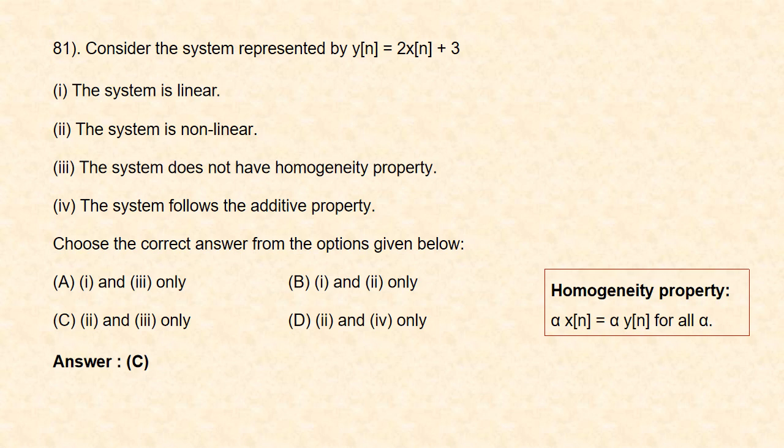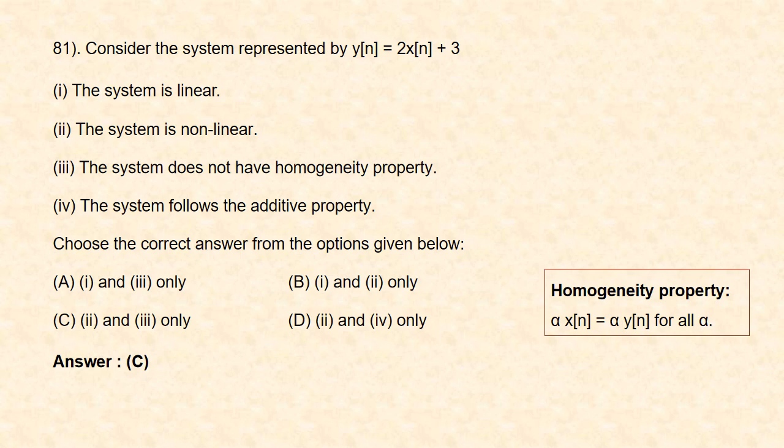First question. Consider the system represented by y of n is equal to 2 into x of n plus 3. The first statement: the system is linear. Second statement, the system is non-linear. Third statement, the system does not have homogeneity property. And the fourth statement is the system follows the additive property. Now, for a system to be linear, for 0 input, our output should be 0, and also it should not have any extra terms added to the input.